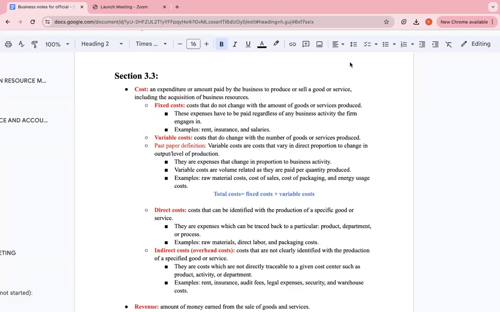Hello guys, today we're going to be reviewing section 3.3 of IB Business Management. A really simple and easy section. So we're just going to be talking about costs basically. So let's begin by defining a cost.